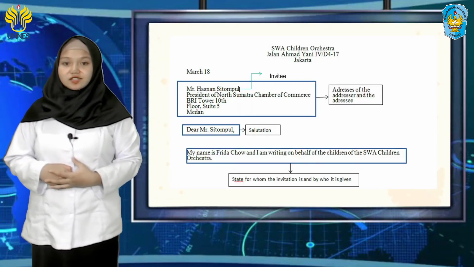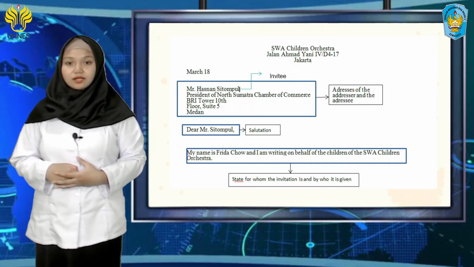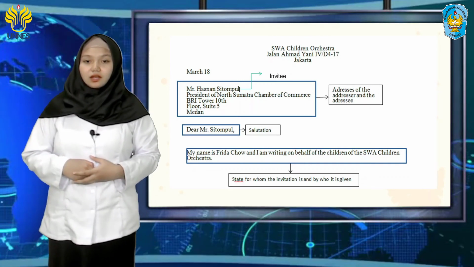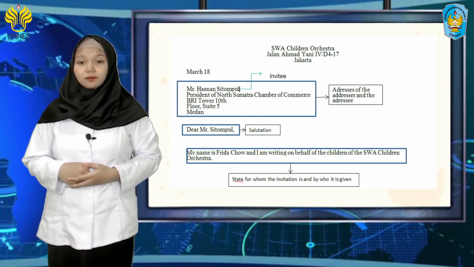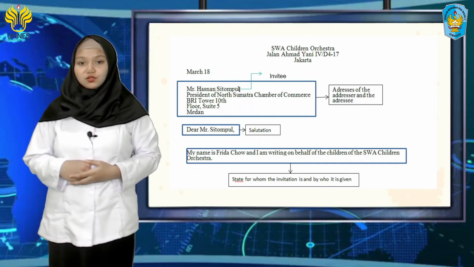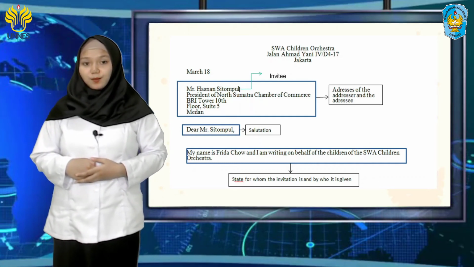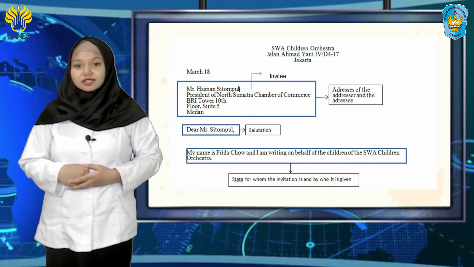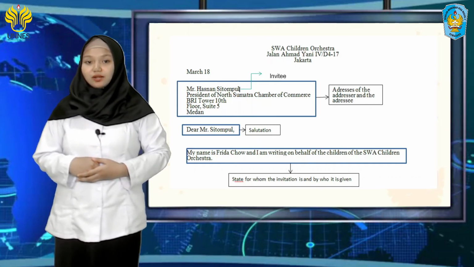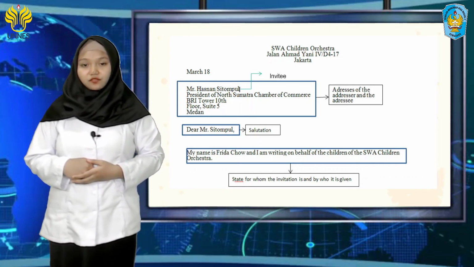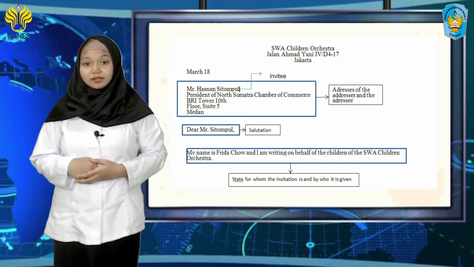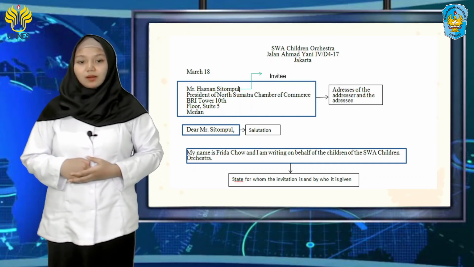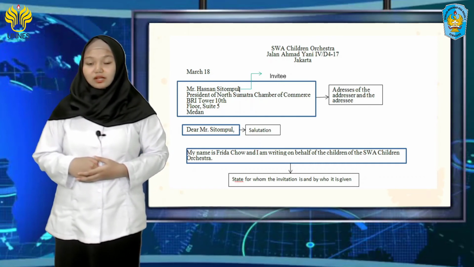Here is another example, but this time it is from a school. Ya, jadi ini lebih formal lagi, from SAWA Children Orchestra, Jalan Ahmad Yani, nomor 4. So you could see here, Mr. Hasnan Sitompul is the invitee, orang yang diundang. Yeah, also that box, the first box, the addresses of the addresser and the addressee. Jadi yang pertama itu adalah alamat dan juga invitee. Kemudian ada Dear Mr. Sitompul, ya, itu adalah salutation.